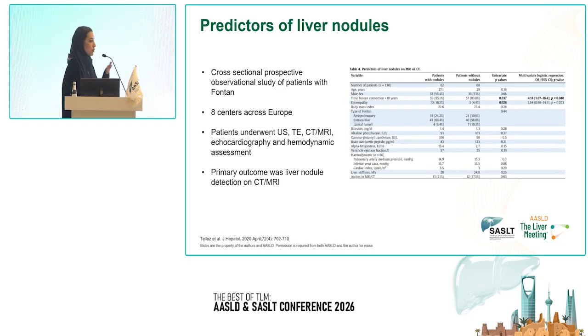The predictors of liver nodules as a whole, not just malignant liver nodules. There was one study performed. It was a cross-sectional prospective study in 8 centers across Europe. They collected imaging data and cardiac data on these patients, and the primary outcome was to detect liver nodules on CT or MRI. On univariate analysis, they found that time since Fontan being over 10 years was one of the predictors of liver nodule formation, and protein-losing enteropathy was the other predictor. But when they performed a multivariate logistic regression, the time since Fontan was the primary predictor of the development of liver nodules.